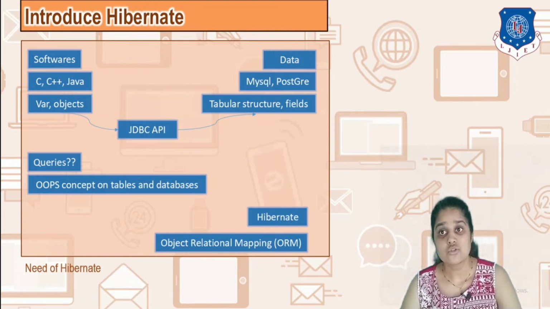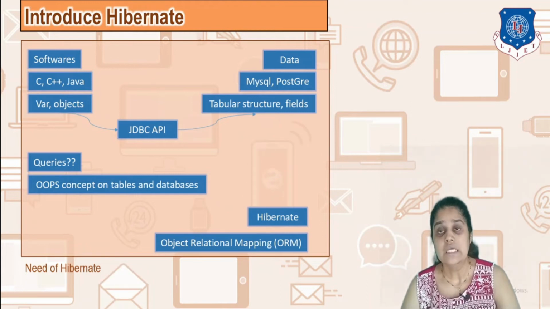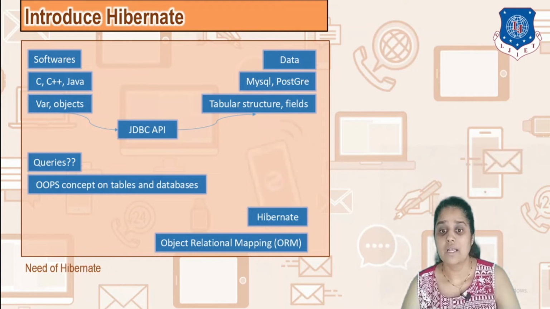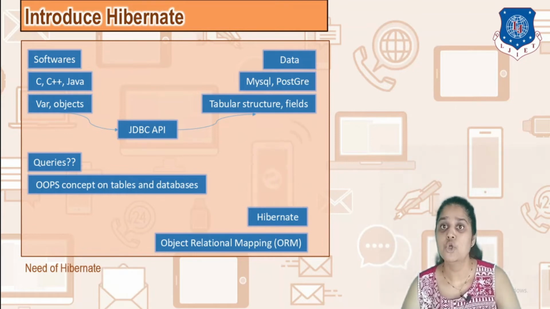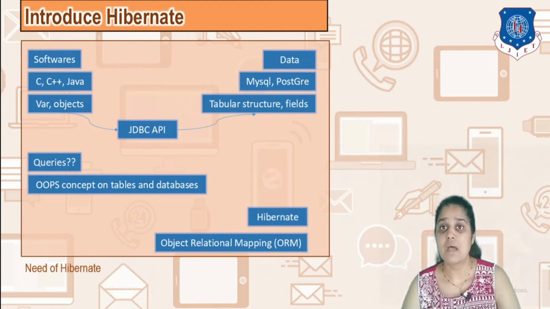So what is ORM? ORM is object relational mapping. Object means whatever you are doing in your Java file; you can consider it as an object. Relation is your table. So this ORM is going to help you to map your class file in Java with the table in your database. This mapping is called ORM.